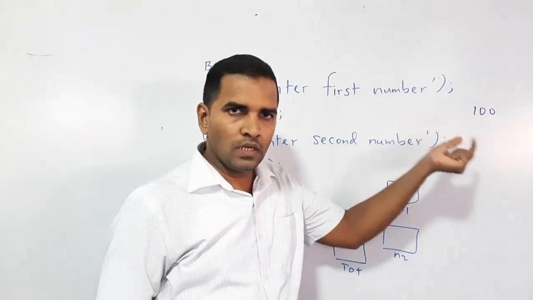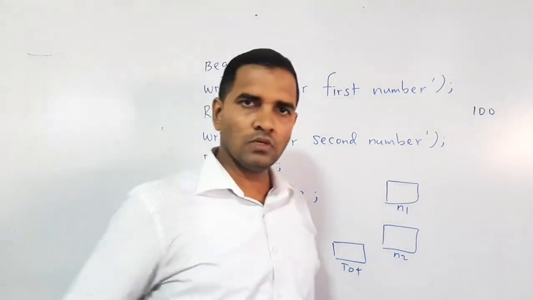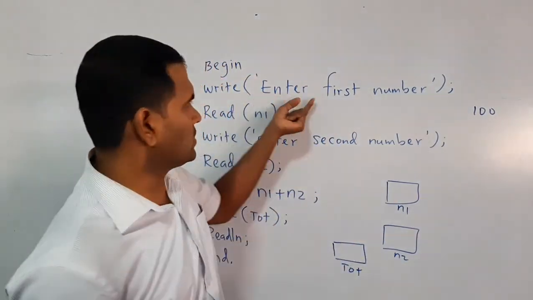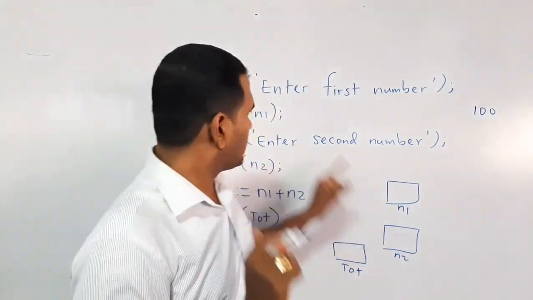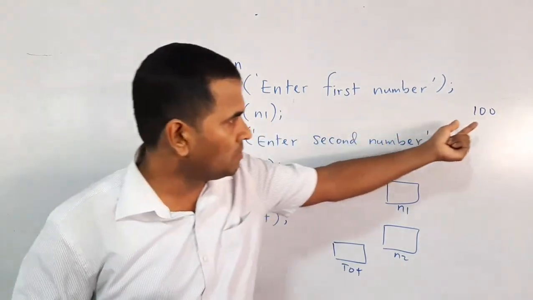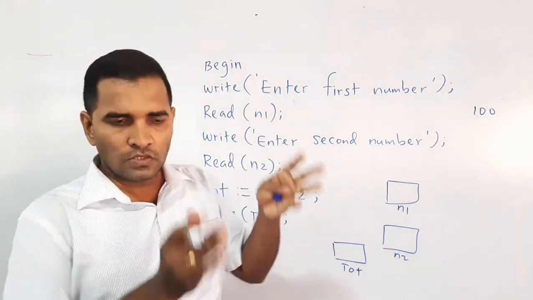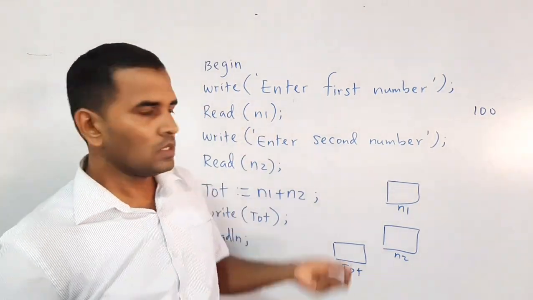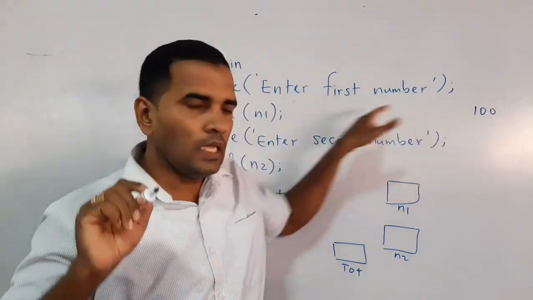So when you enter 100, look at my second line, because every line is an instruction to the computer. Every line tells the computer to do something. So the first line tells the computer to display that particular message, enter first number. The second line tells the computer to store this number which the user entered in N1. Read N1 means store in N1. But here there is an issue because you are instructing the computer to save your number in N1.